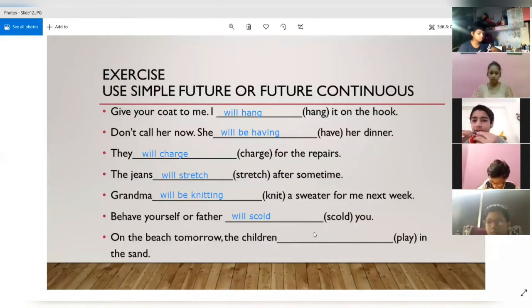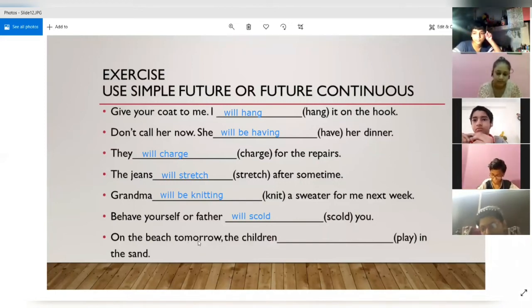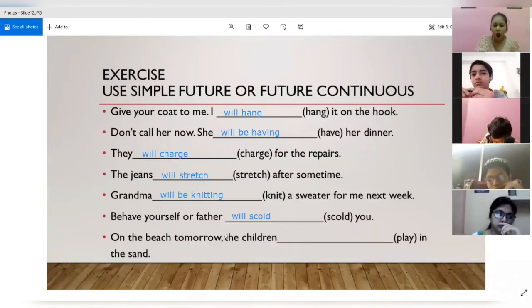Sir, on the beach tomorrow, the children will play in the sand. No. Here, see, we are providing a specific time, right? On the beach tomorrow. So we are providing the time and the location. So it is very specific, a very certain time. So we are saying that at this point tomorrow, there is a continuous action going on, that the children will be playing. All right.